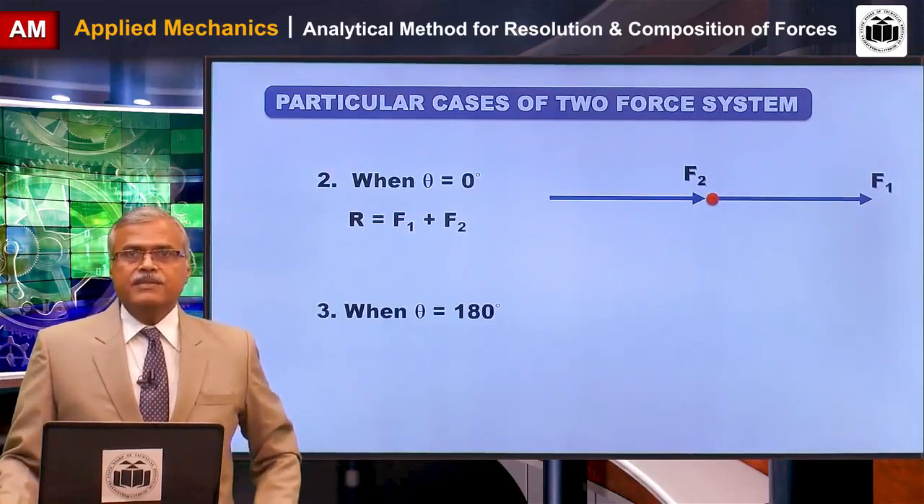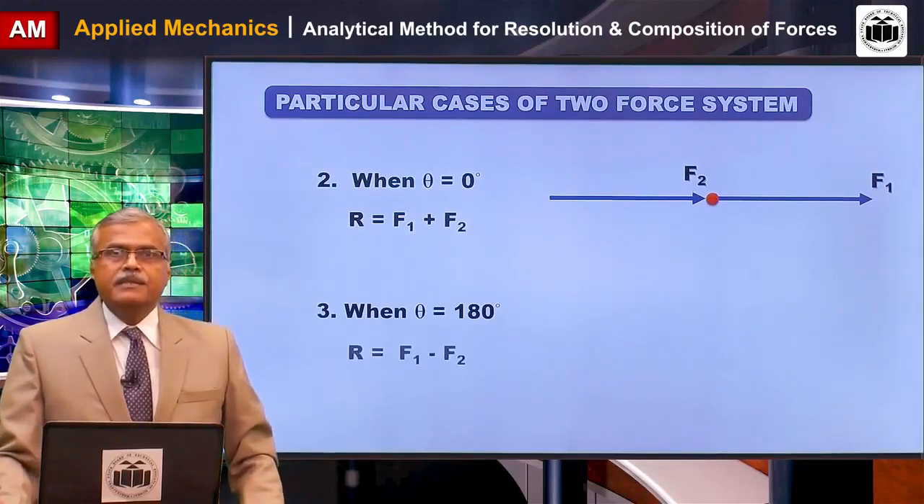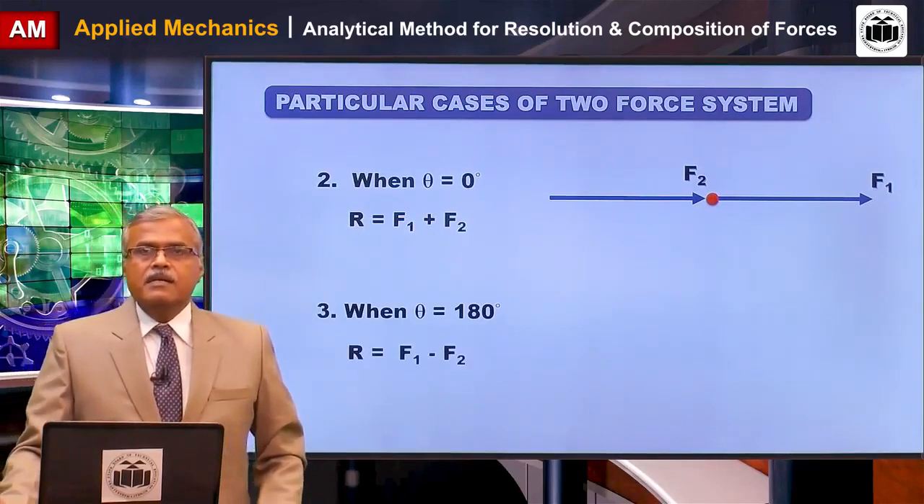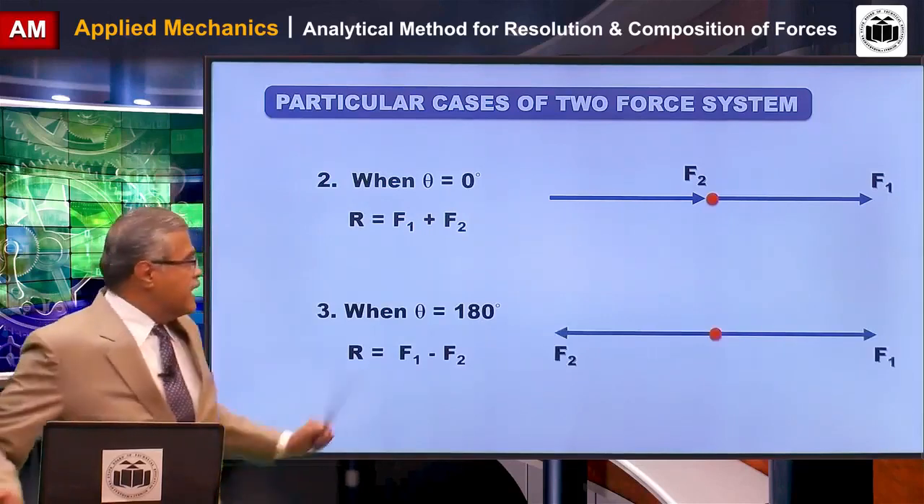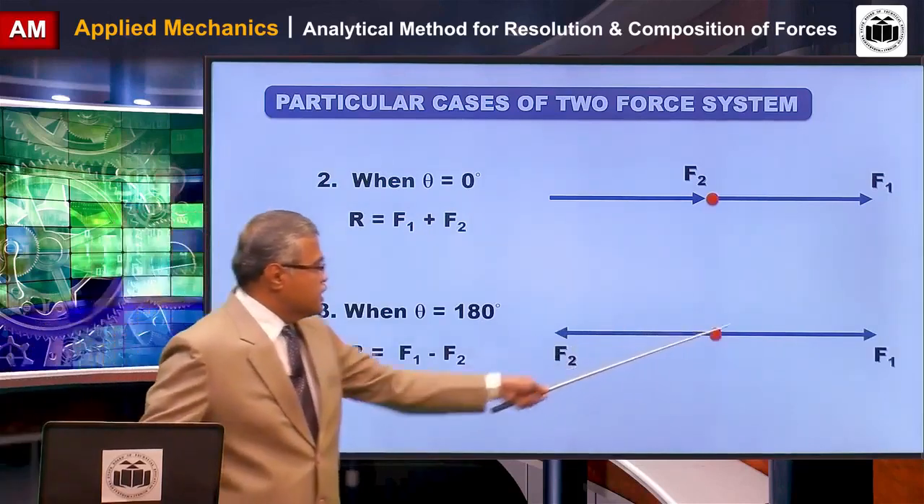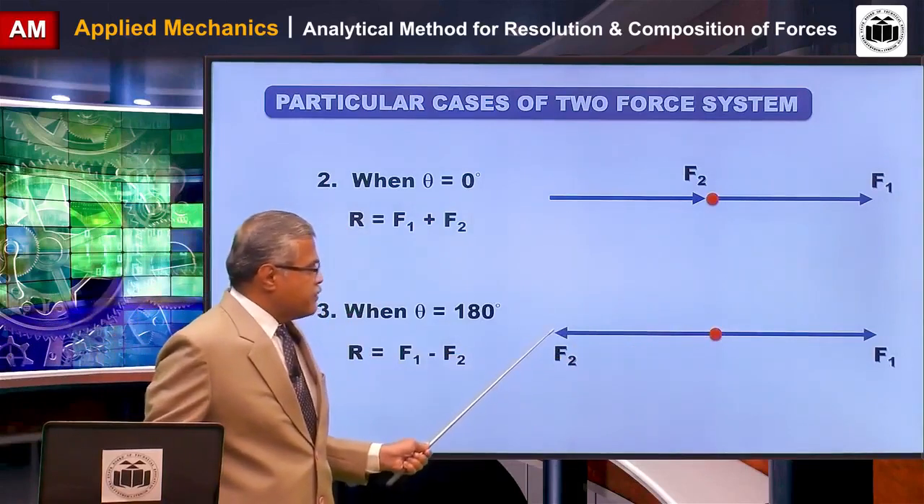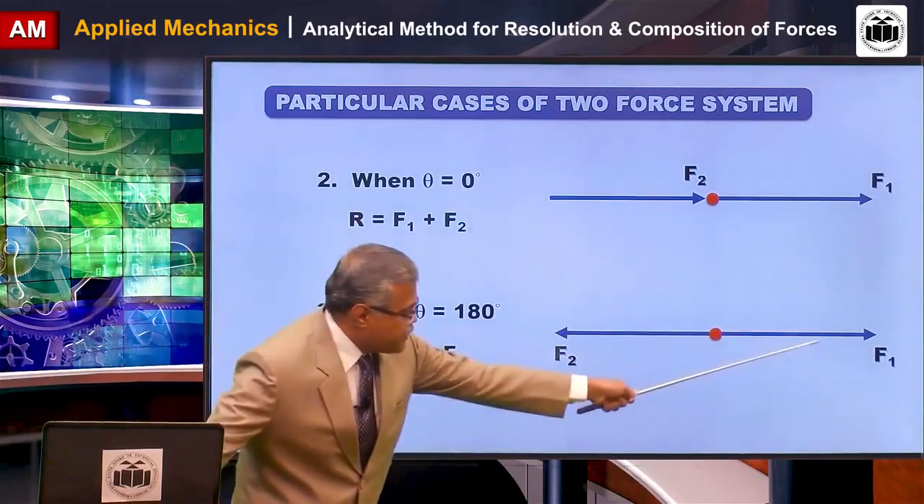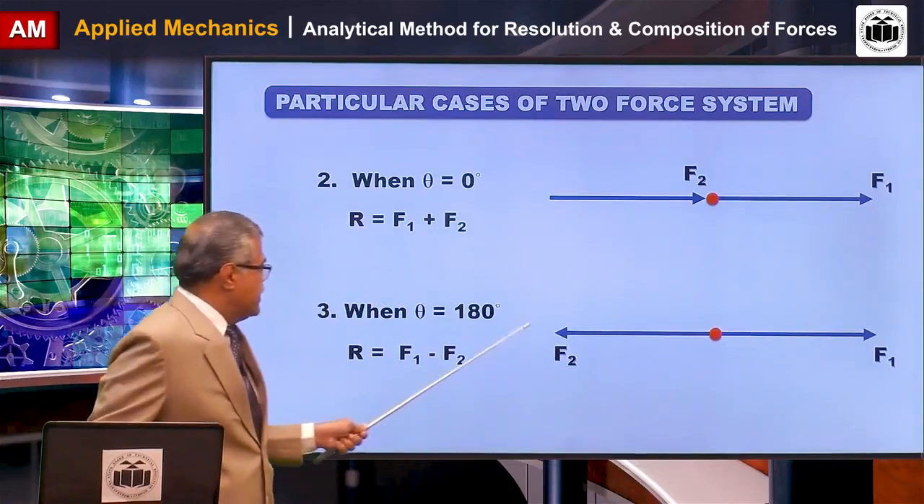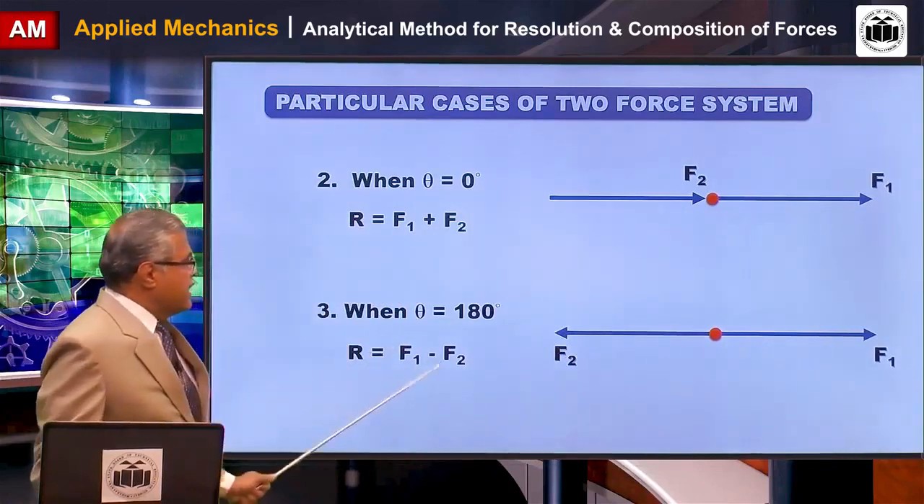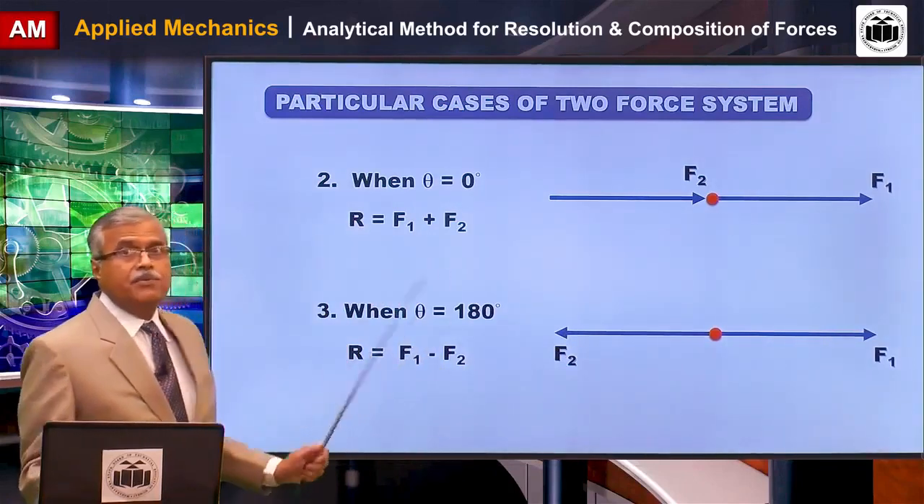Then the next case is when theta is equal to 180 degrees. In that case, the directions of the forces become opposite to each other, but they are collinear. Meaning F1 is going towards the right side, F2 is going towards the left side. Hence, here we get the resultant R equal to F1 minus F2.